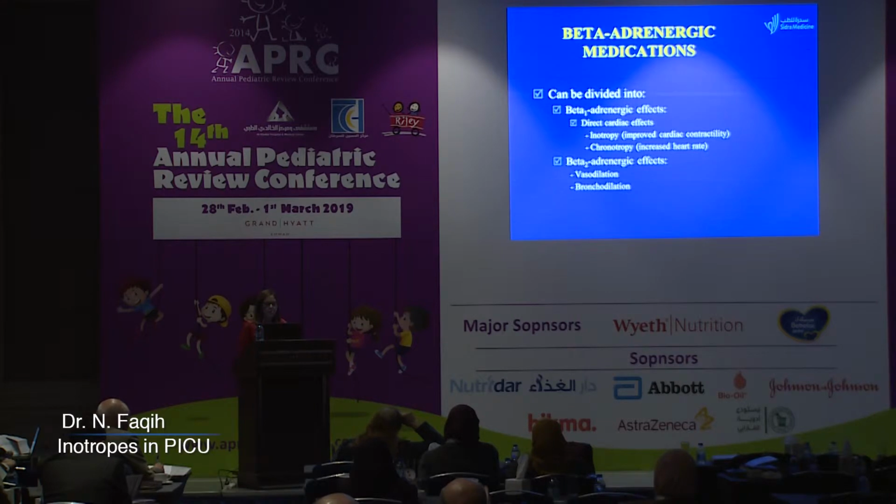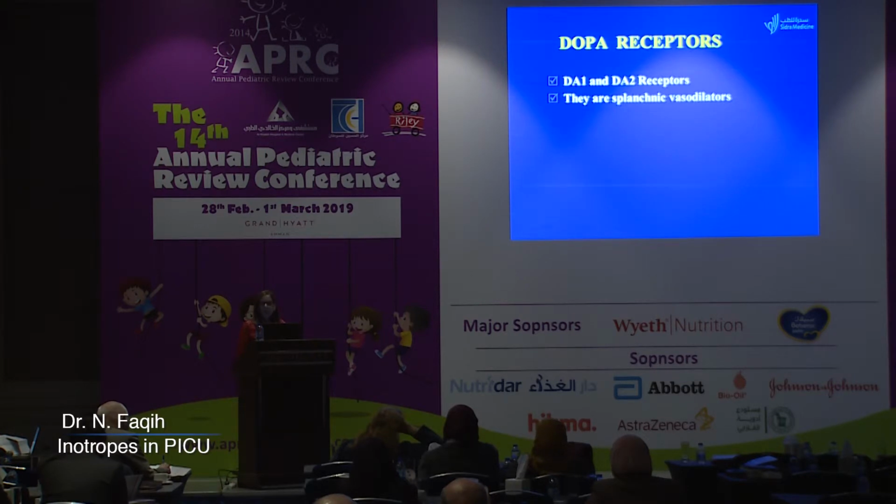And then your beta 1 receptors are actually the ones who have direct effect on the heart, and they're going to give you the inotropic effect, which is increasing the contractility, and the chronotropic effect, which is going to increase the heart rate. The beta 2 receptors also have some vasodilatory effect. So if we just sum it back again, alpha 1 vasoconstriction, alpha 2 vasodilatation, beta 1 heart, beta 2 bronchodilation and some vasodilatation. And then there are the dopaminergic receptors, which are the dopa 1 and the dopa 2, and they are considered as splanchnic vasodilators.